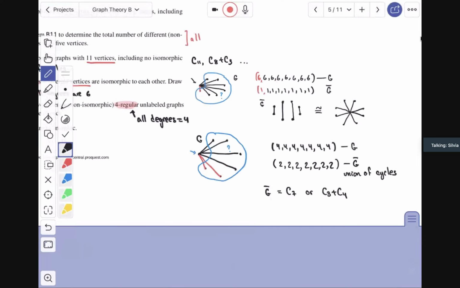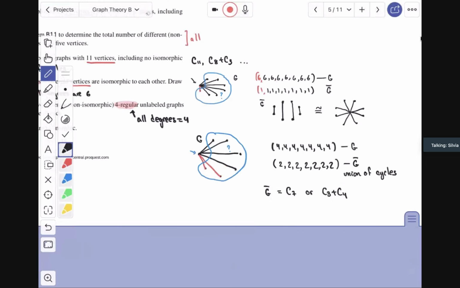Because the cycles start at 3. I cannot have a C2. It's not a cycle. So the first cycle is C3, so the smallest I can have is C3, plus a C4. And therefore, I cannot have 3 cycles, right? Because I will need to have at least 9. So those are the only 2. Those are my 2 graphs.